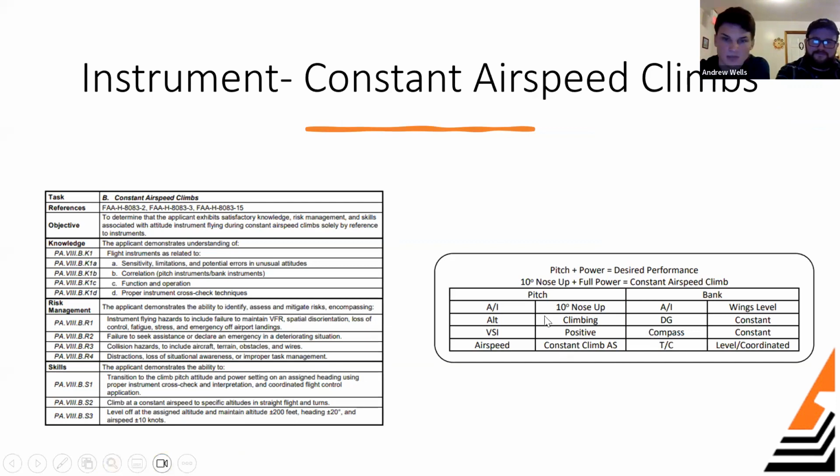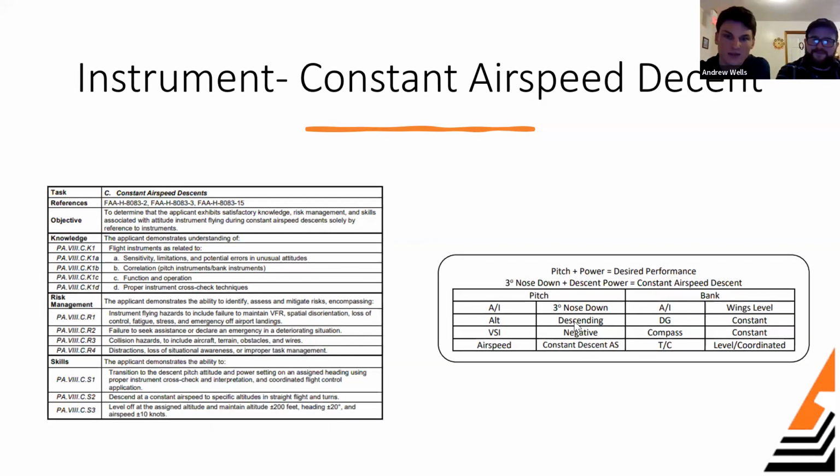And same thing, here's a chart with the climbs, and a constant speed descent. Pretty much all the same thing. If you want to go back and look at this, the webinar should be online, but I won't bore you with saying your attitude indicator goes this way or that way. But these are all how they should indicate. All right. Turns to headings.